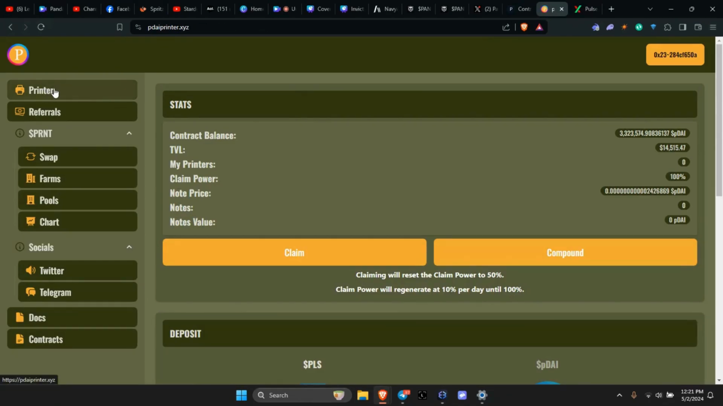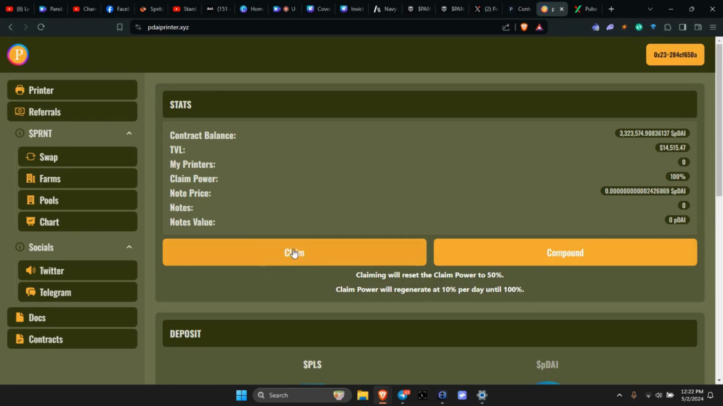So you have the printer itself here. It's pDai printer.xyz. You can see the stats. The contract balance has 3,323,000 pDai in there. TVL is $14,515. Then it goes into the printers. If you have them, it would say here how many printers, claim power, note price, notes, and the notes value.